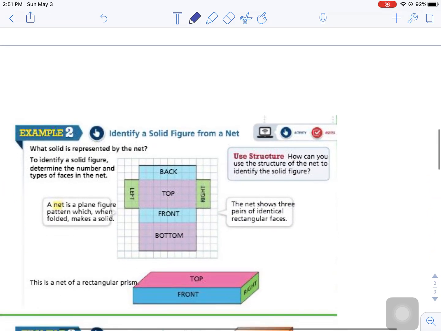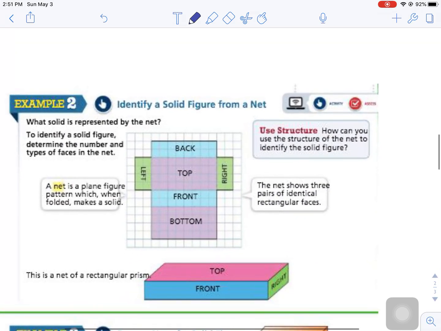Now, the other way that we can see solids is if we call this a net. When we decompose or break down a prism or a pyramid, and we put it on a plane figure. So a net is a plane figure pattern, which when folded makes a solid. So basically what they did here is they took this rectangular prism, and they unfolded it onto a grid plane so that we could see all of the sides easier.